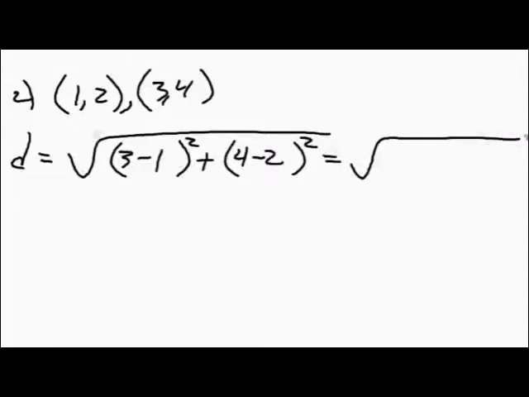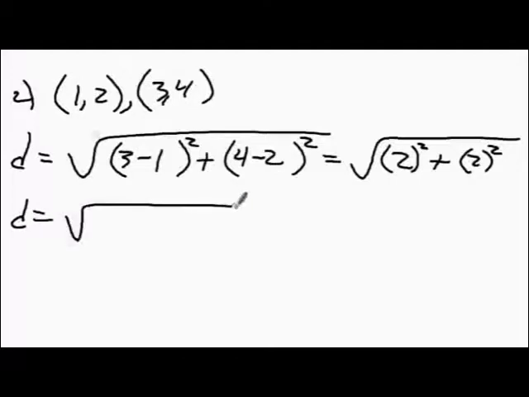Find the difference, 3 minus 1 is 2, so you're going to have 2 squared plus, and 4 minus 2 is also 2 squared. So the distance, 2 squared, you got 4. The other 2 squared is 4, giving you a total of 8 under the square root.